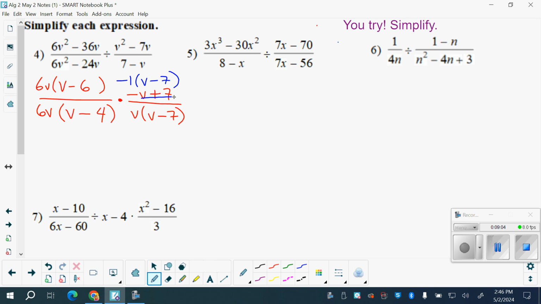So my goal is to cancel, right? Can I cancel now? Yes, so that's why I did that. Okay, so I just rewrote it as negative 1 times v minus 7. Questions on how I rewrote that? Because I know that's a little bit tricky at first. Once you get it, it's not a problem, but it's a little tricky.